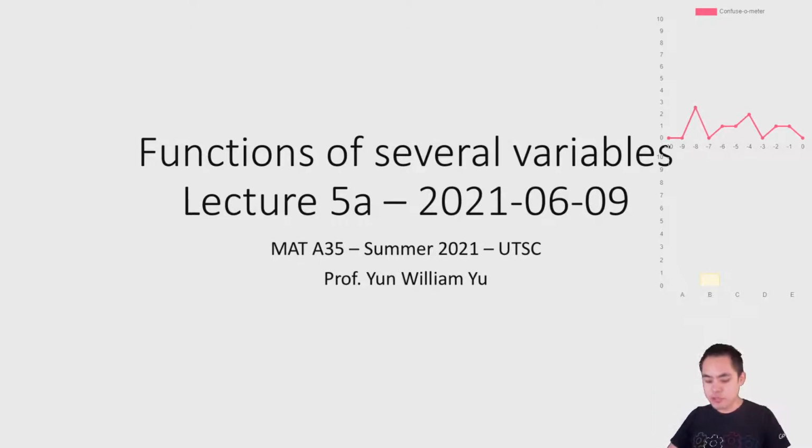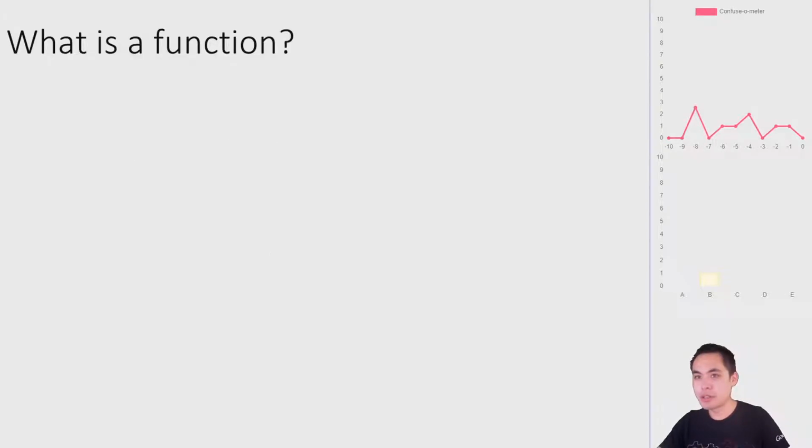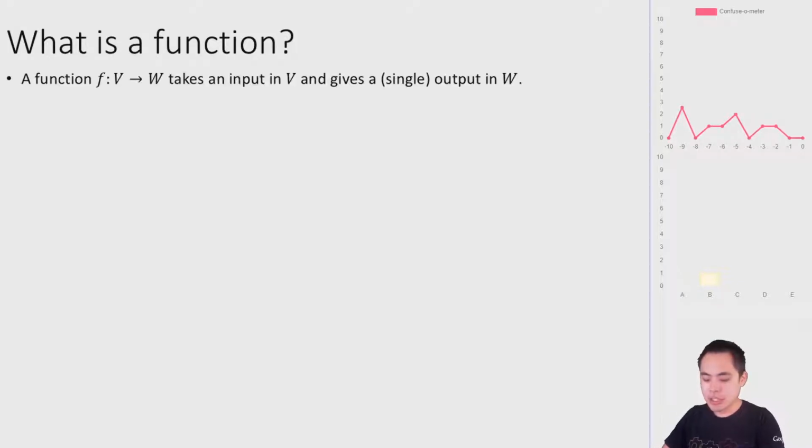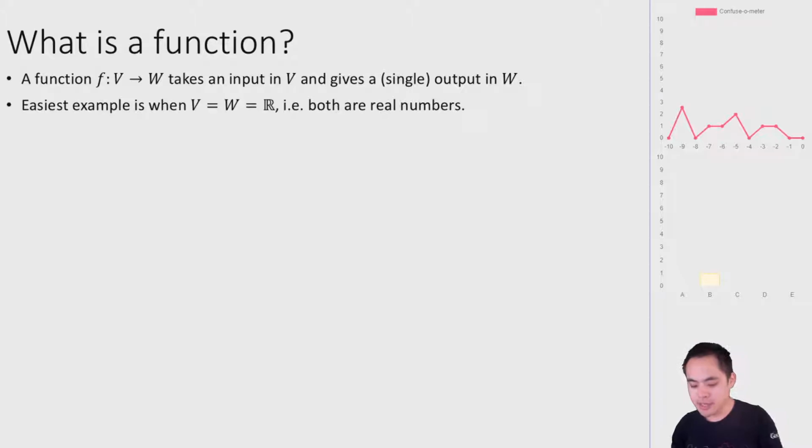So we're going to be talking about functions of several variables. In order to do that, we first need to ask ourselves, what's a function? You guys have seen this before. I'm going to do this in a slightly more mathy and slightly more abstract way. A function takes an input in some set of things V and gives a single output in some set of things W. The easiest example is when V and W are both the real numbers. This is what you're probably most familiar with, since this is the subject of most of your early math classes at least.